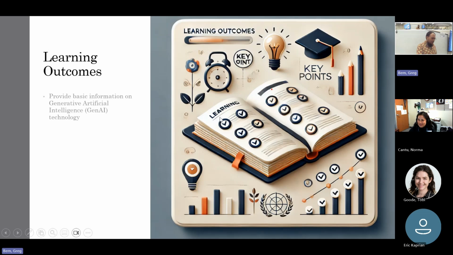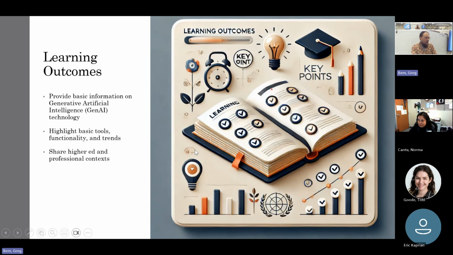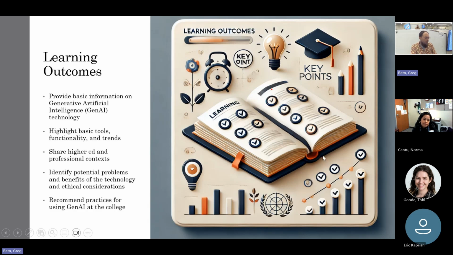Yes, yes. So here are those learning outcomes. I want to provide basic information on generative artificial intelligence technology, highlight basic tools, functionality, and trends, share higher ed and professional contexts, identify potential problems and benefits of the technology with ethical considerations. So what does it mean to be ethical? We'll go into that. That's a vocabulary term for you today. And finally, close out with recommended practices for using Gen AI at the college.